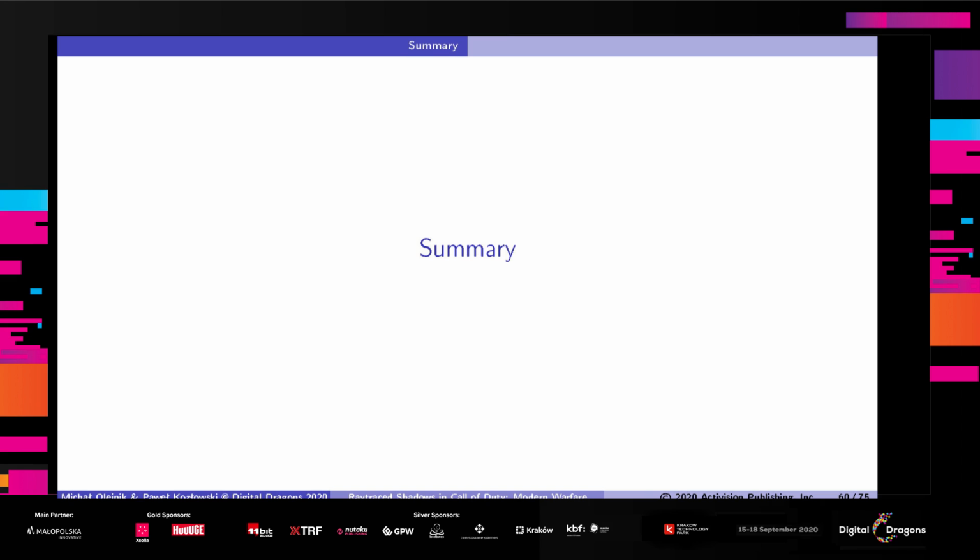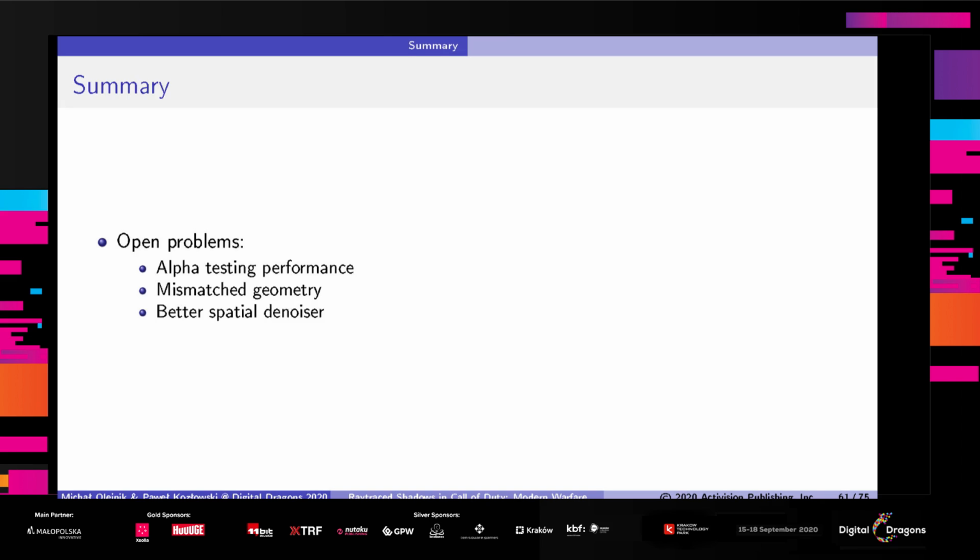Upsampling was the last part of our denoising process, so let's sum up what we learned. During the talk, we outlined a couple of problems that we still need to solve. Alpha testing will most likely have to be replaced with high-poly opaque BLASs. But the actual performance to mesh complexity balance is yet to be measured.